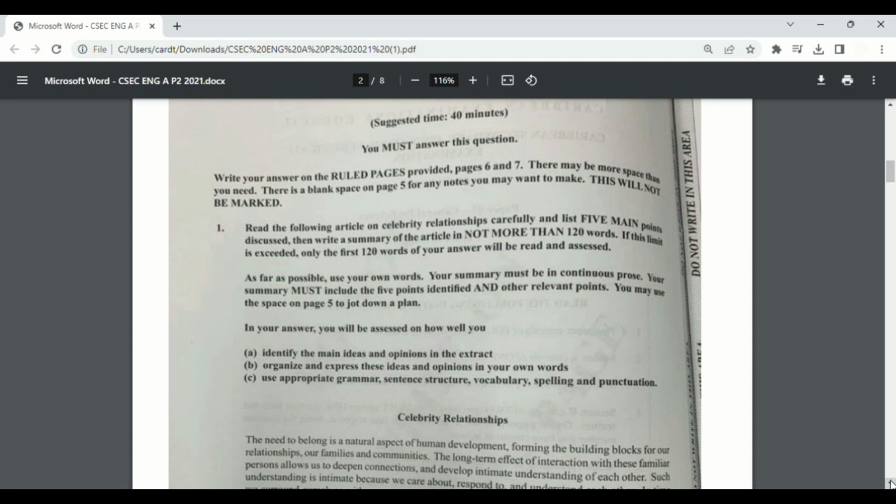And it says that your summary must include the 5 points identified and other relevant points. You may use the space on page 5 to jot down a plan. In your answer, you'll be assessed on how well you: A. identify the main ideas and opinions in the extract; B. organize and express these ideas and opinions in your own words; C. use appropriate grammar, sentence structure, vocabulary, spelling, and punctuation.